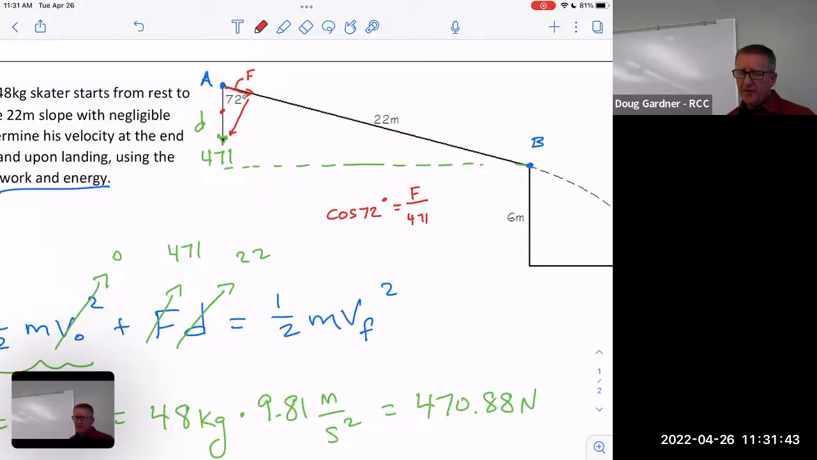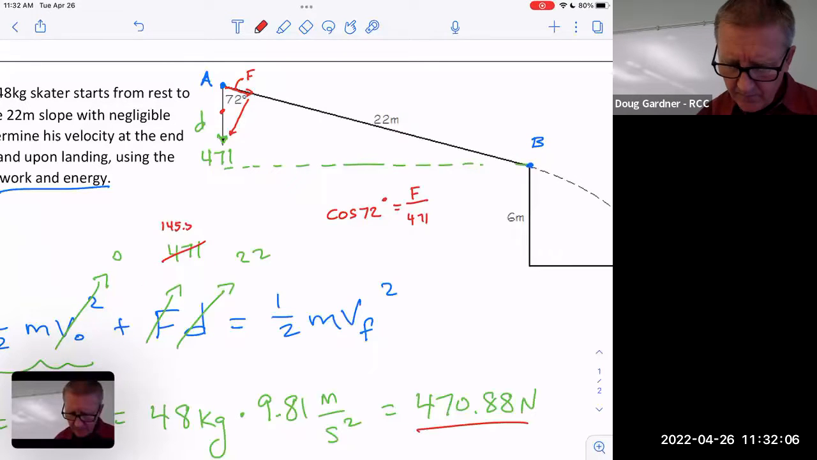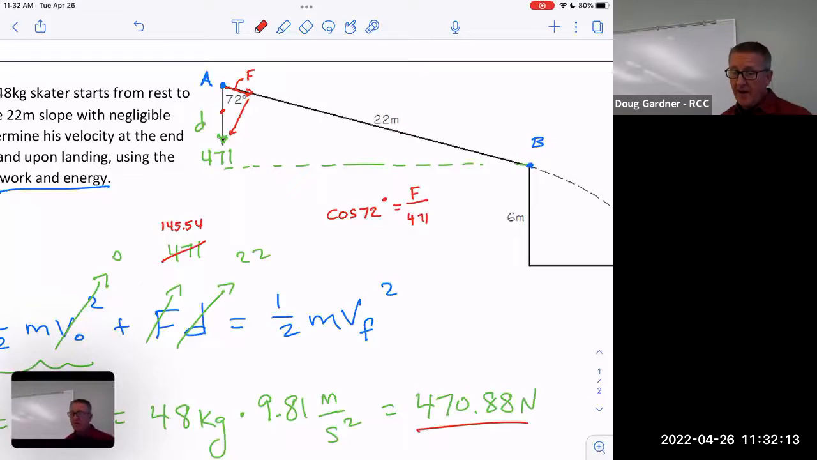I don't think I'm gonna write all this down, but like punch a couple buttons. If you take 471, and better probably go ahead and leave the right answer in there, 470.88, if you say times the cosine of 72, don't you get 145 point something? 54? That's close enough. So does it make sense that would work? 145.54 times 22?